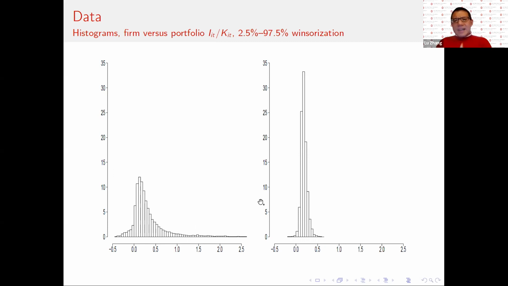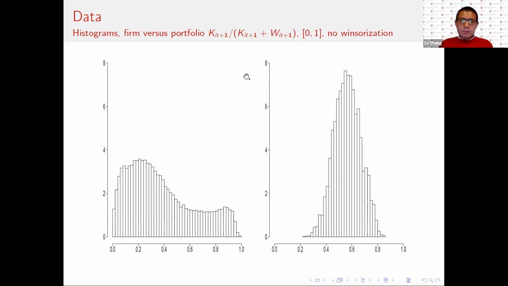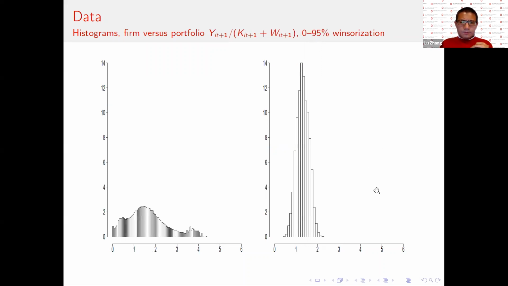But if you aggregate everything to the portfolio level, it becomes much better behaved, without a whole lot of dispersion in the cross section. The fraction of physical capital out of total capital is already between zero and one, so we don't do any visualization. This is what you have at the firm level. This is what you're going to see once you aggregate everything to the portfolio level.